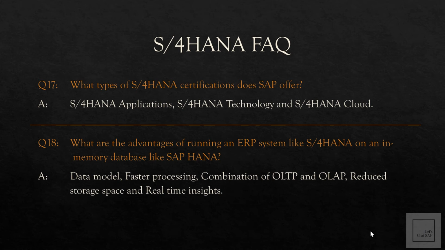Eighteenth question. What are the advantages of running an ERP system like S4HANA on an in-memory database like SAP HANA database? There are plenty of advantages in running an ERP system on HANA database. Few things to mention are the simplified data model, combination of both OLTP and OLAP in one system so that you can run analytics in the S4HANA system itself, reduced data storage due to data compression technique, and real-time insights. I have provided detailed information about these things in the blog if you want to check it out.